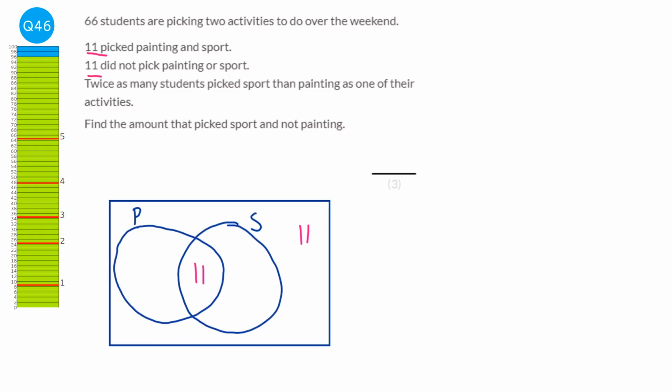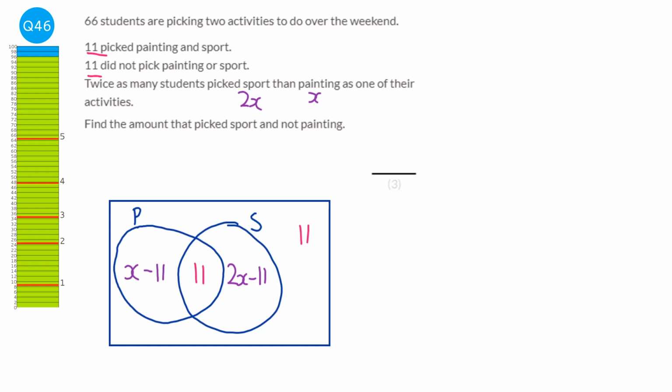Now, what we can do is we can say, okay, so if the painting we label as x, then the sport will be 2x. But if you look, we've already got a number in the sport, that 11 there. So in algebra, this will be 2x, take away the 11 that we already know about. And the painting is the same. We know the whole thing is x. So we're just going to take away the bit we know there, which is the 11, and it will be x minus 11.